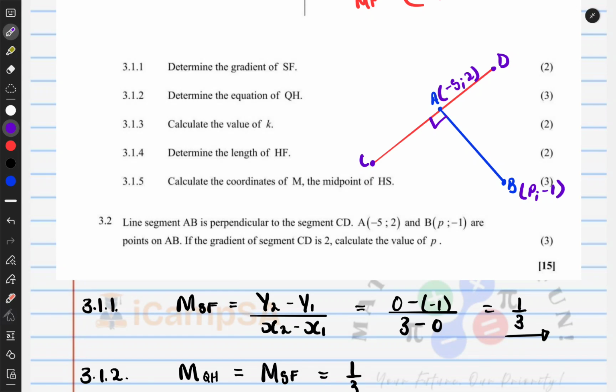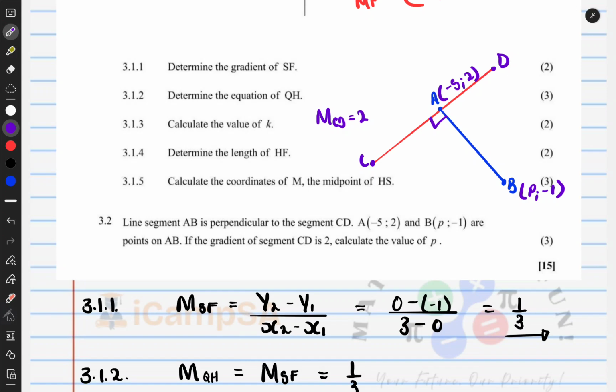If the gradient of segment CD, so MCD, is equal to 2, calculate the value of P. So what we have to do here is essentially find the straight line equation of the line AB, and then we can solve for P once we have the equation.